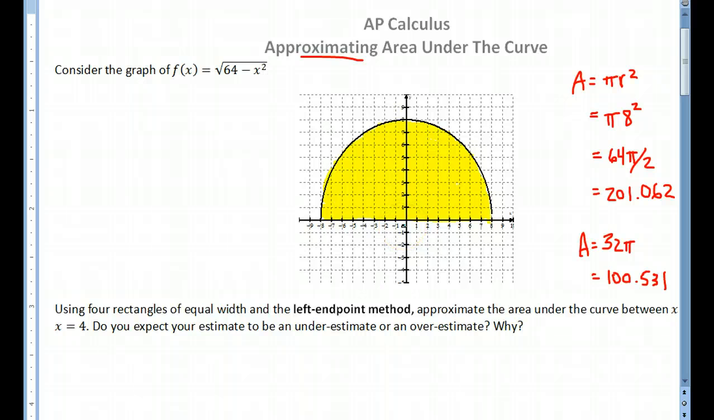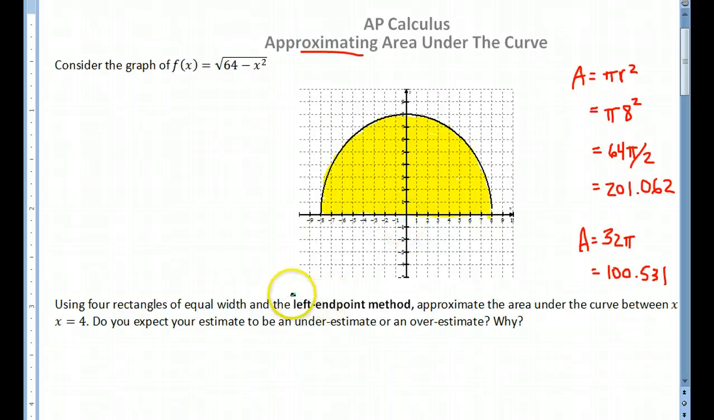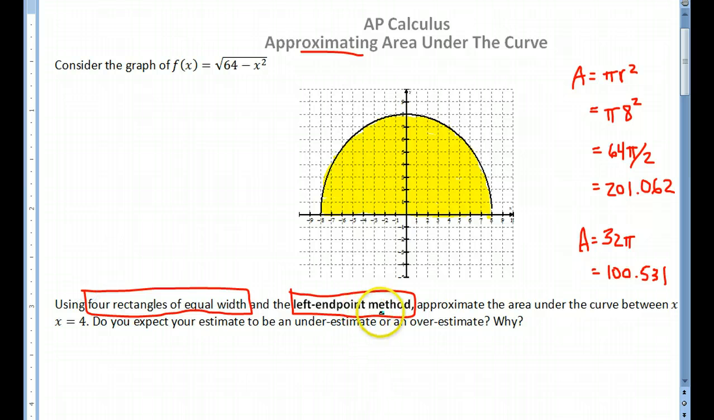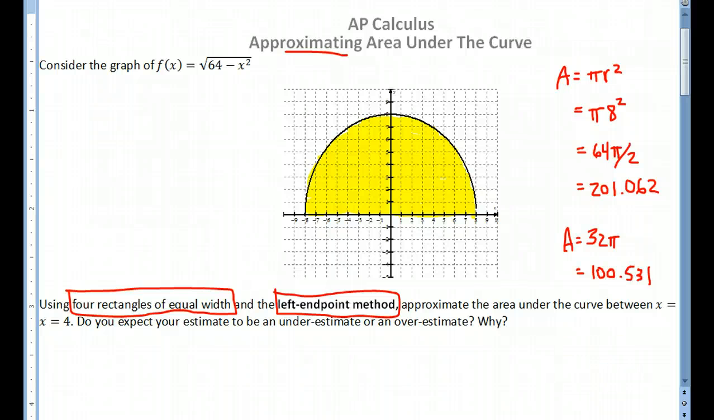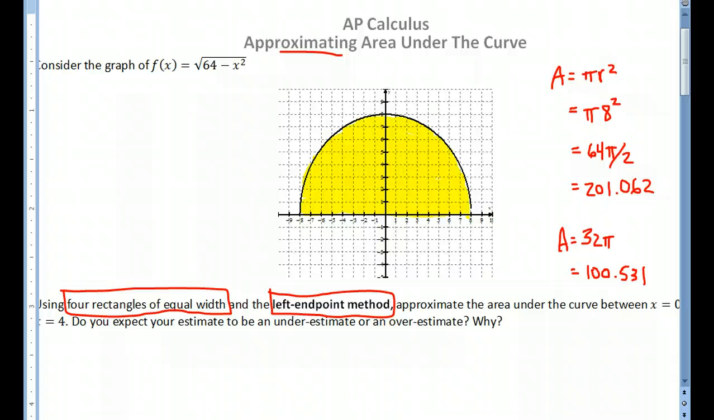So let's look at this. There's a method called the left endpoint method. And here it says using 4 rectangles of equal width, use the left endpoint method to approximate the area under the curve between x equals 0 and x equals 4. Okay, so I'm going to zoom out a little bit. Well, now I'm going to zoom in.